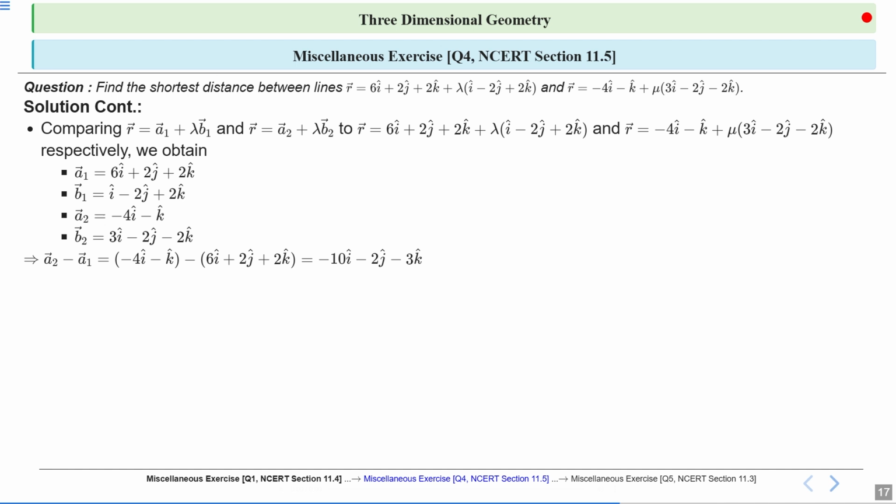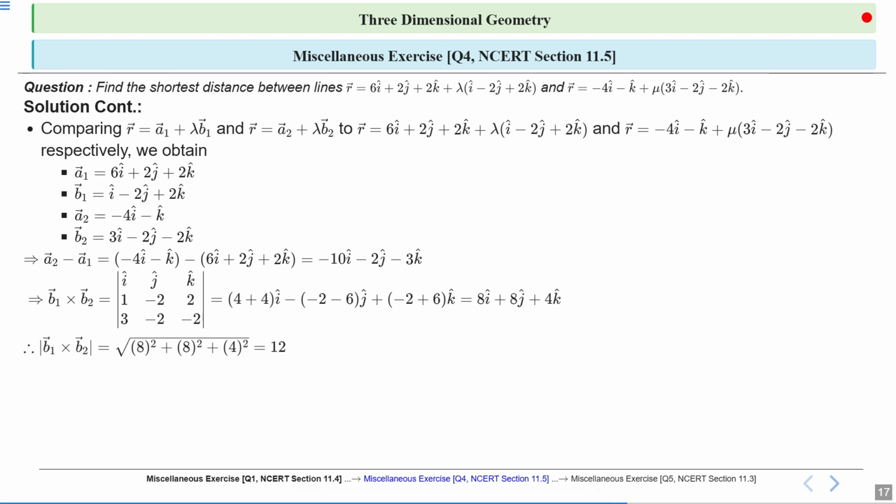So we can say that a2 vector minus a1 vector will be equal to minus 4i cap minus k cap minus of 6i cap plus 2j cap plus 2k cap, which will be equal to minus 10i cap minus 2j cap minus 3k cap, right? And b1 vector cross b2 vector will be equal to the determinant of i cap j cap k cap, 1 minus 2 2, 3 minus 2 minus 2, which after solving will be equal to 4 plus 4 i cap minus 2 minus 6 j cap plus minus 2 plus 6 k cap, which will be equal to 8i cap plus 8j cap plus 4k cap, right?